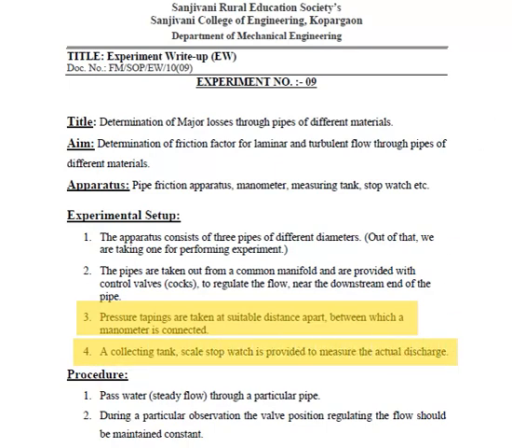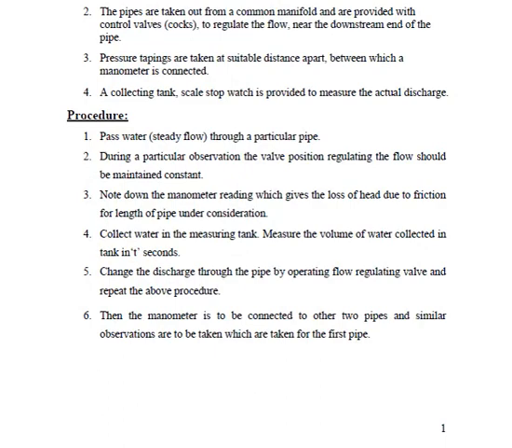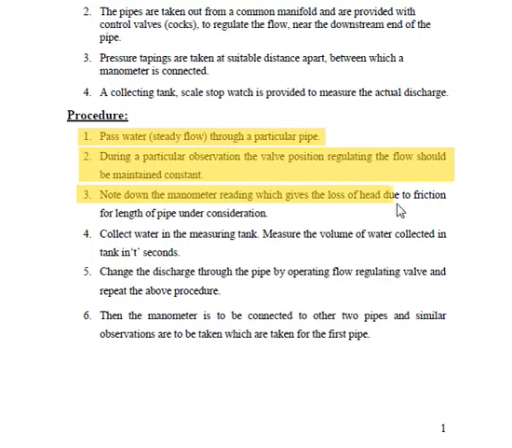Now let us discuss the experimental procedure. Pass the water. You need to have a steady flow of water through a particular pipe. During a particular observation, the valve position of the flow should be maintained constant so that we can get steady flow. Next, note down the manometric difference, that is the loss of head between the length. The length where the manometer is connected is generally taken as 2 meters in our experiment.